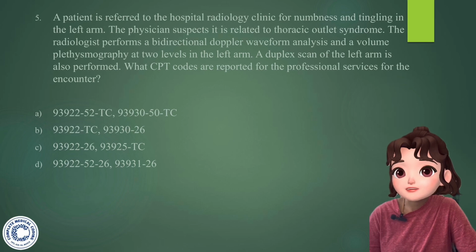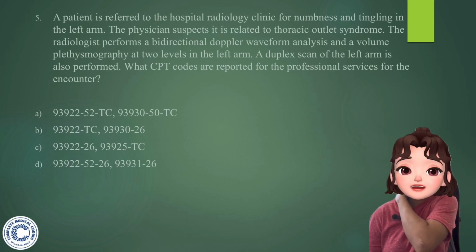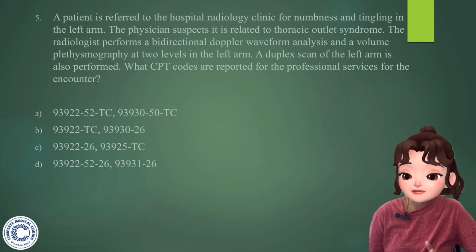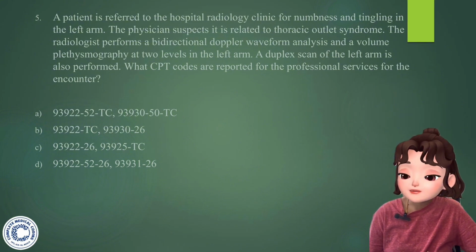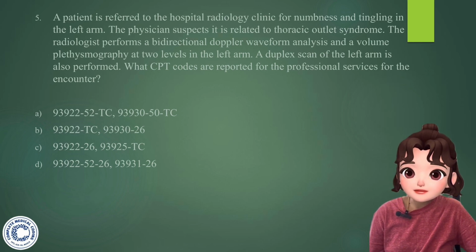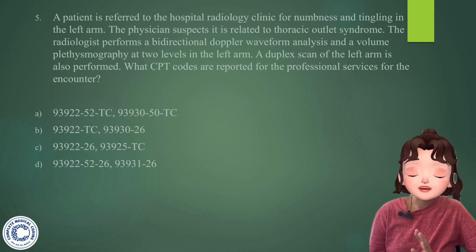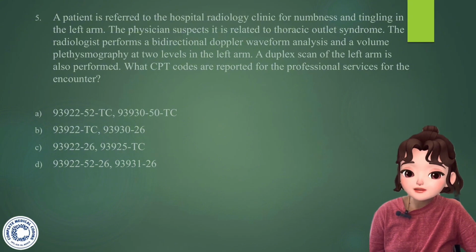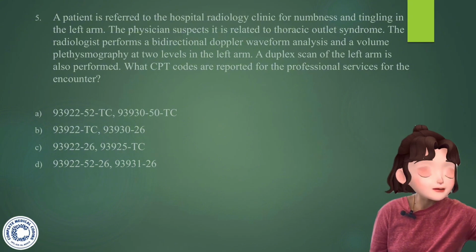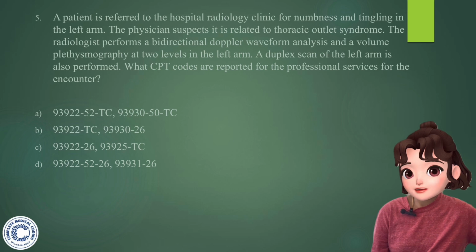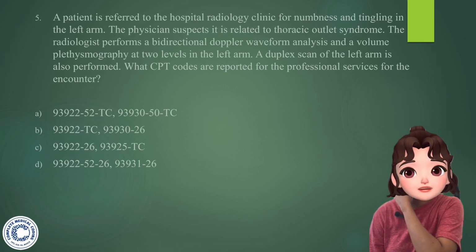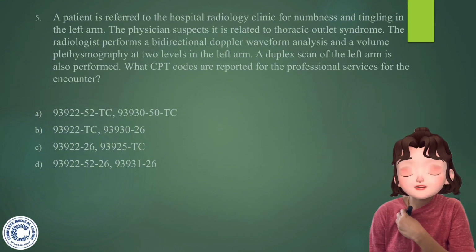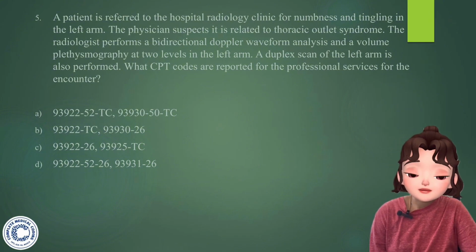Here in the question, for us it is numbness and tingling in the left arm, left side. So left arm, it is upper extremity. Studies of upper or lower extremity. Yes, both are mentioned, upper or lower extremity. So you can go with this code. Since left arm belongs to the upper extremity, you can go with this code 93922. Skip out the modifier; I will tell you what modifier it is.